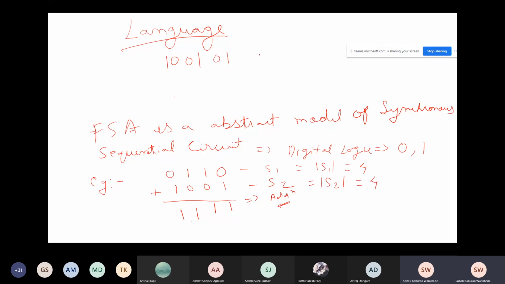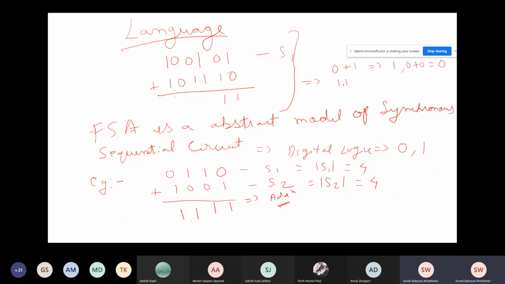My first string is 100101. My second string is 101110. Now you try to perform addition. 1 plus 0 gives you 1. 0 plus 1 gives you 1. 1 plus 1, what will it give me? Now here's a concept, guys, remember this concept. 0 plus 1 will give you 1. 0 plus 0 will give you 0.